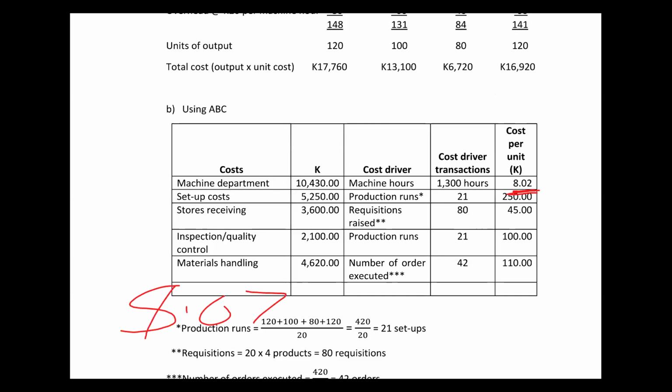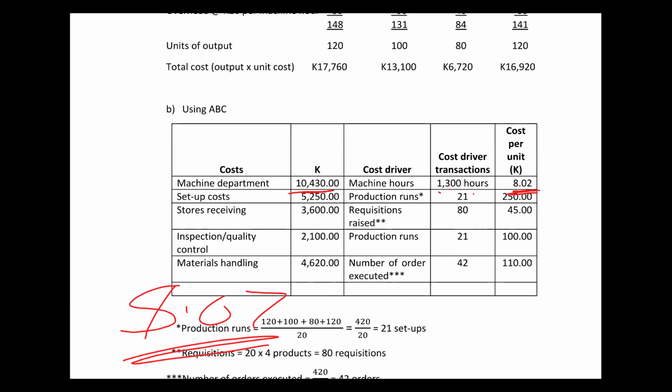How did we find this? I was just explaining. It's the total number of hours for the entire production process into the total overhead allocated to the machine department. It gives you that 8. Now, this one per unit, multiply by the number of units, and the cost per unit is just that. Okay. I think we are fine with that.